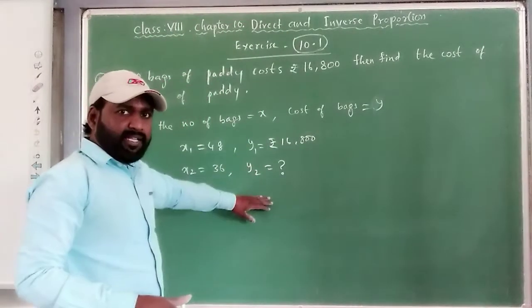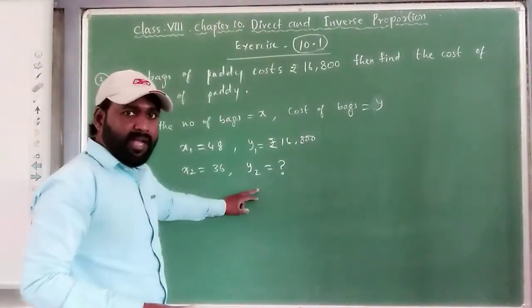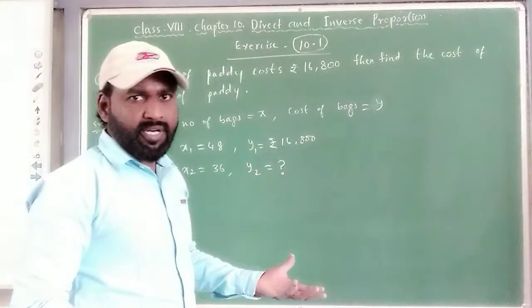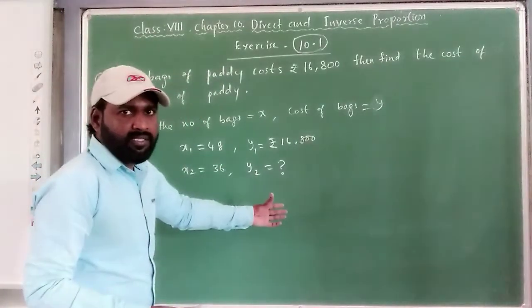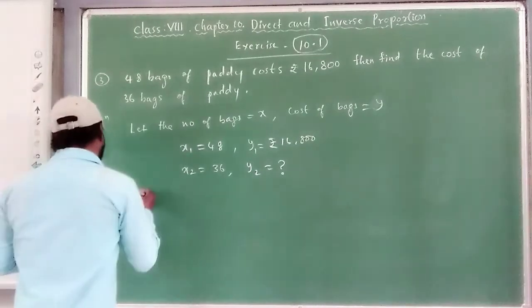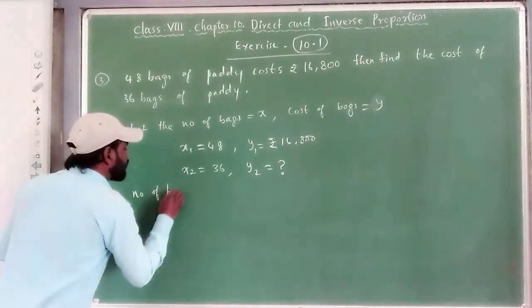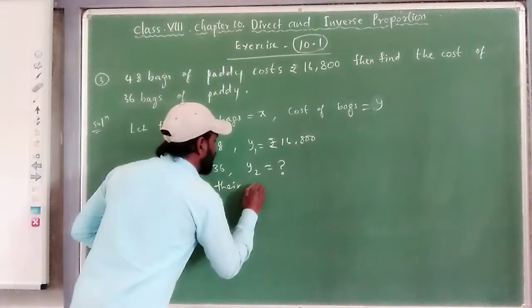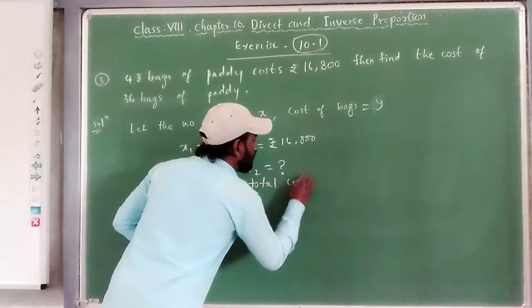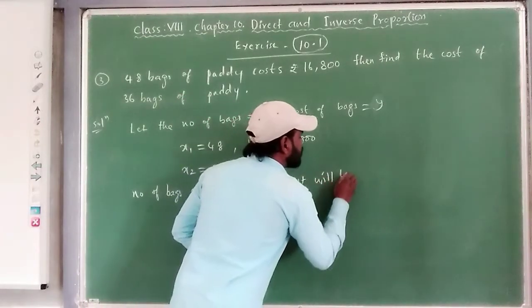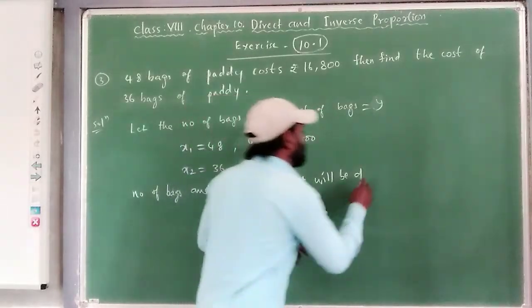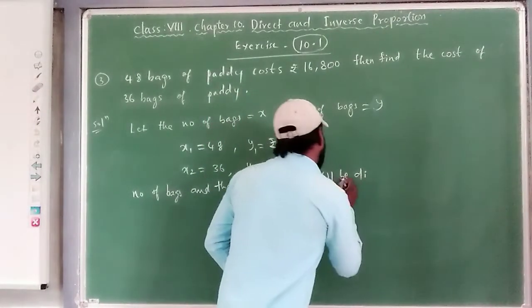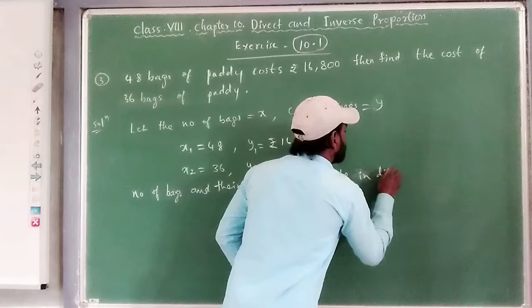So what exactly is the cost of 36 bags? How to find it? We have to find in which proportion this situation is. Direct proportion. The number of bags and their total cost will be in direct proportion. Simply use common sense. No need to worry at all. Just read the question, you will understand whether it is direct proportion or inverse proportion.